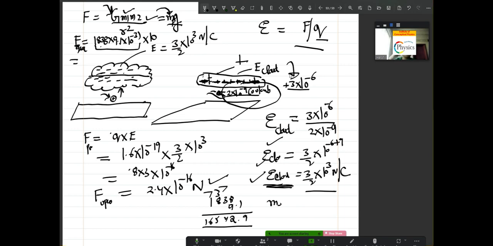Mass of electron is 9.1 into 10 raised to power minus 31 kgs. Therefore, the mass of proton is 1838 times the mass of the electron, and therefore the force being experienced by the proton is mg. g is acceleration due to gravity, normally taken as 9.8 meter per second square, but I've approximated it as 10, which is what I've done here.